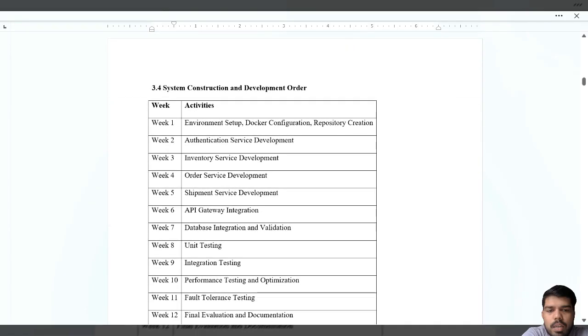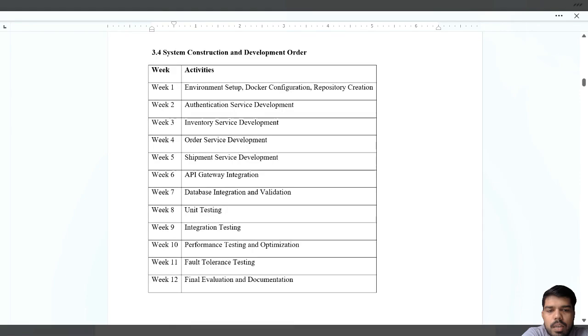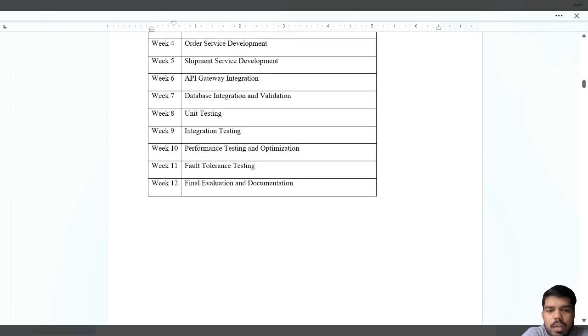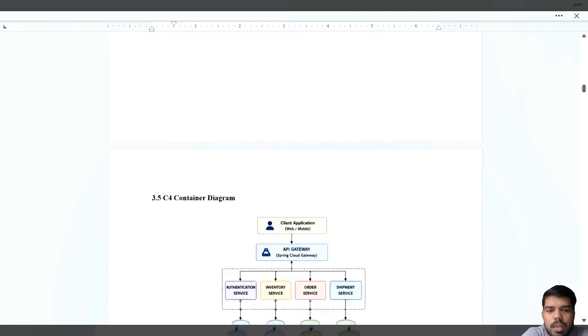Coming to the next point, project timelines, more like the system construction and development order. The project timeline spans 12 weeks from now. The first 6 weeks focus primarily on development activities, and weeks 7 through 11 focus on testing and validation. The final week focuses on documentation and evaluation, and this gives enough time for both implementation and quality assurance.